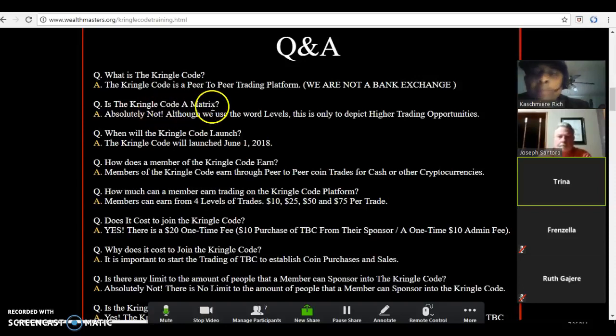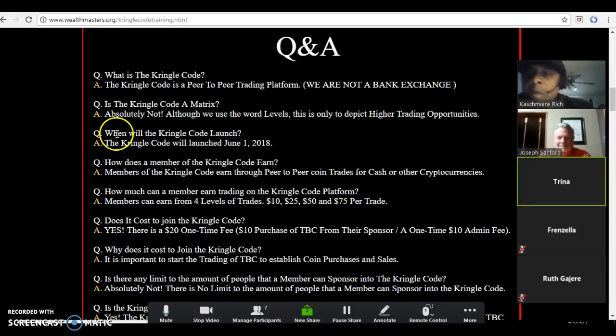Is the Kringle Code a matrix? Absolutely not. Although we use the word levels. This is only to depict higher trading opportunities. That's it. Whenever you're dealing with Facebook marketers and they see level 1, level 2, they say, oh, it's a matrix. No, it's not.